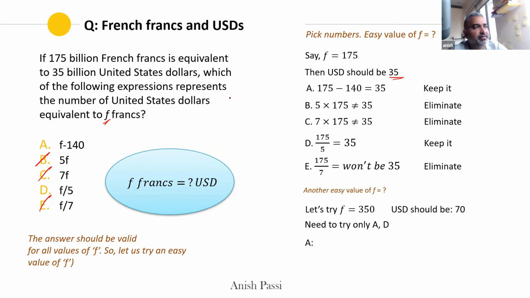So I plug in 350 into the first one. 350 minus 140, definitely not 70. It's 200 something, gone. But to confirm, I'll go through D also. 350 divided by 5, yup, that's 70. This one fits. It's the only one left. So D is correct.